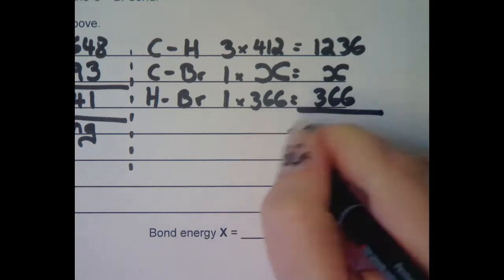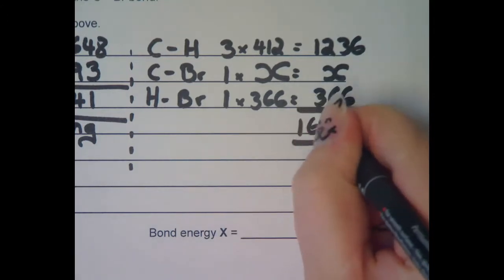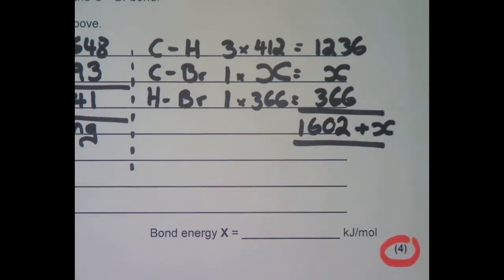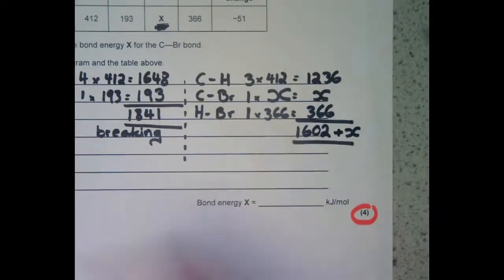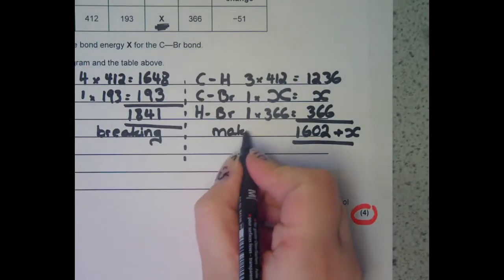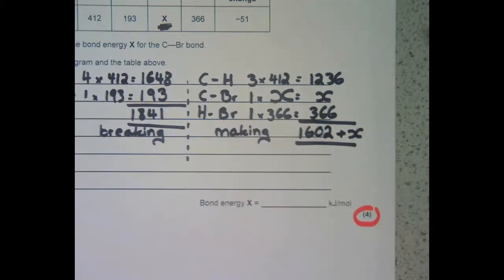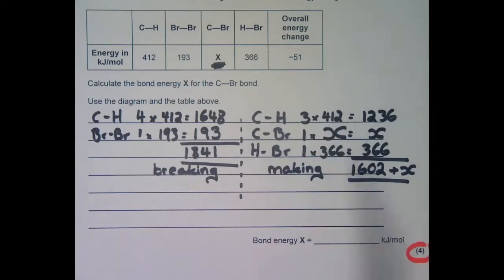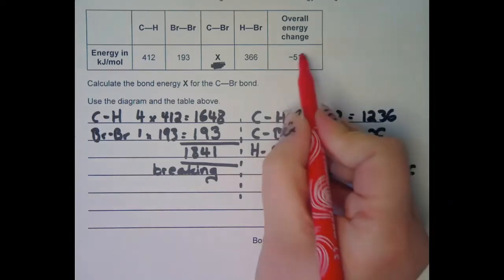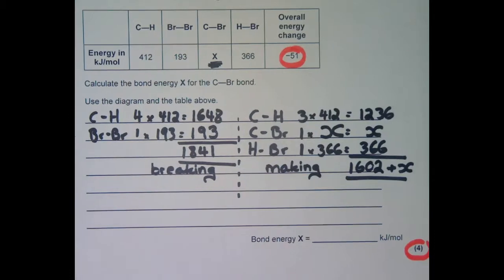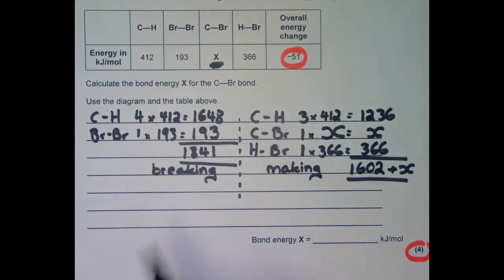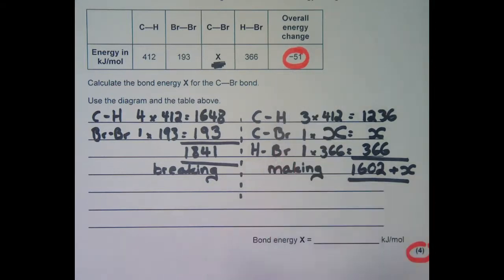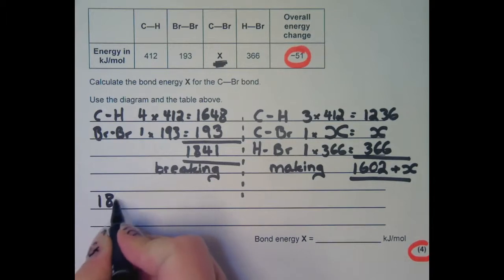So if we add all those together, you get 1,602 plus the x. I haven't been able to deal with that x yet. I'm just going to leave it there. And that is the energy required for bond making. So making all of those bonds from new. It has given us that the overall energy change associated with this process is minus 51 kilojoules per mole. So the bond breaking minus the bond making will give me minus 51. Let's put that down as an equation here.